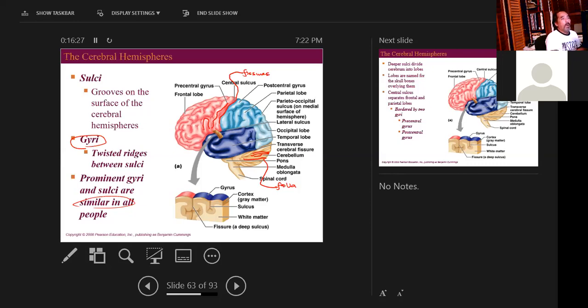So now, what are the different lobes of the cerebral hemispheres? This part here, the red one, okay, this is called the frontal lobe.